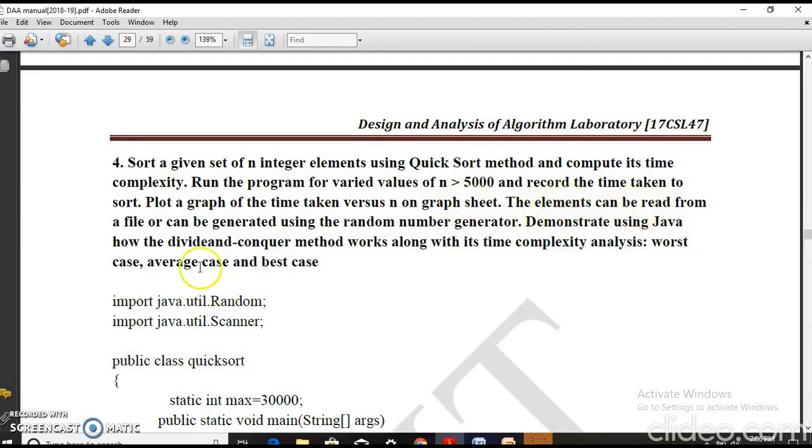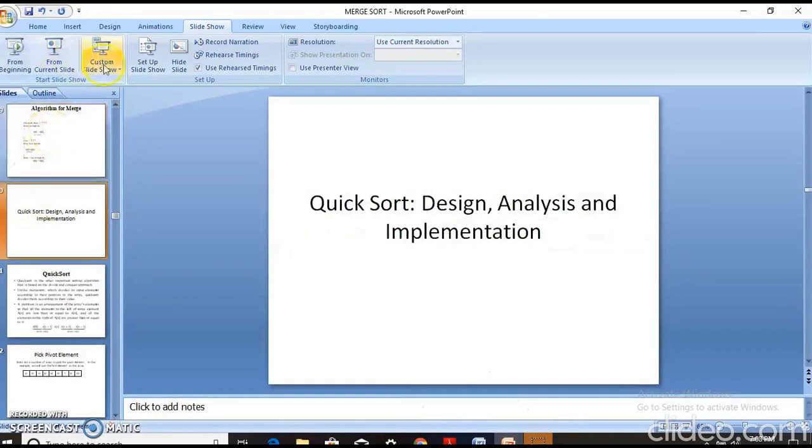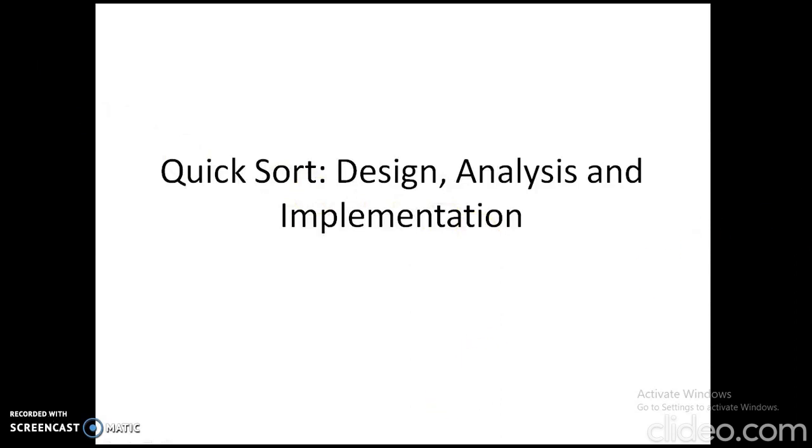Plot a graph of the time taken versus n on the graph sheet. The elements can be read from the file or can also be generated using the random number generator. So with the random number generator, we need to generate the numbers and then sort the elements. Demonstrate this using a Java program, showing how the divide and conquer method works along with the time complexity analysis. Before we go to the design of the program, let us have a brief outlook at how the design of quicksort has been done.